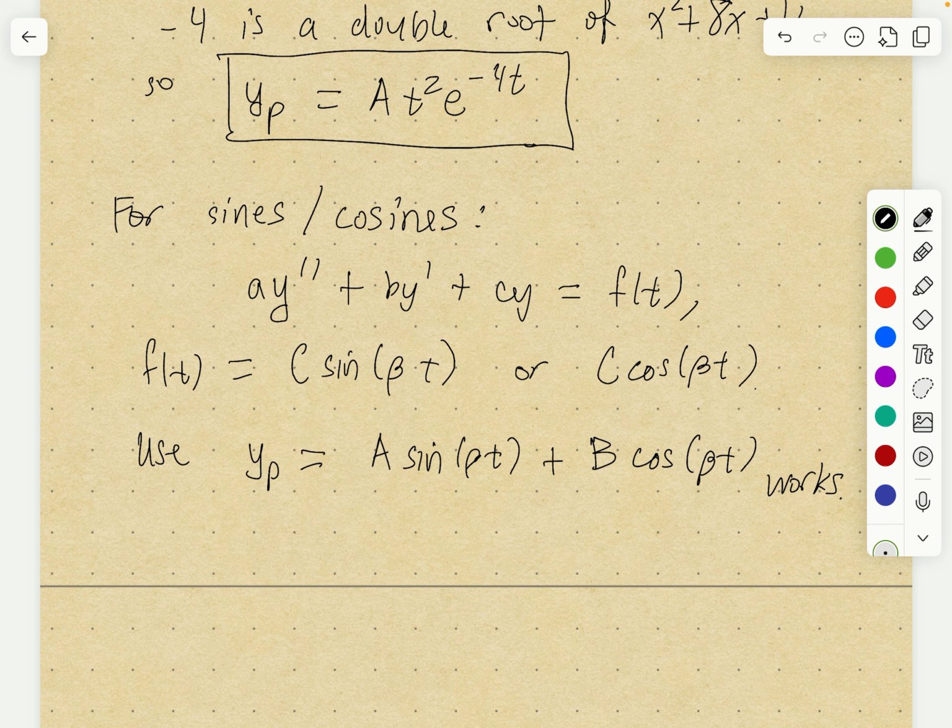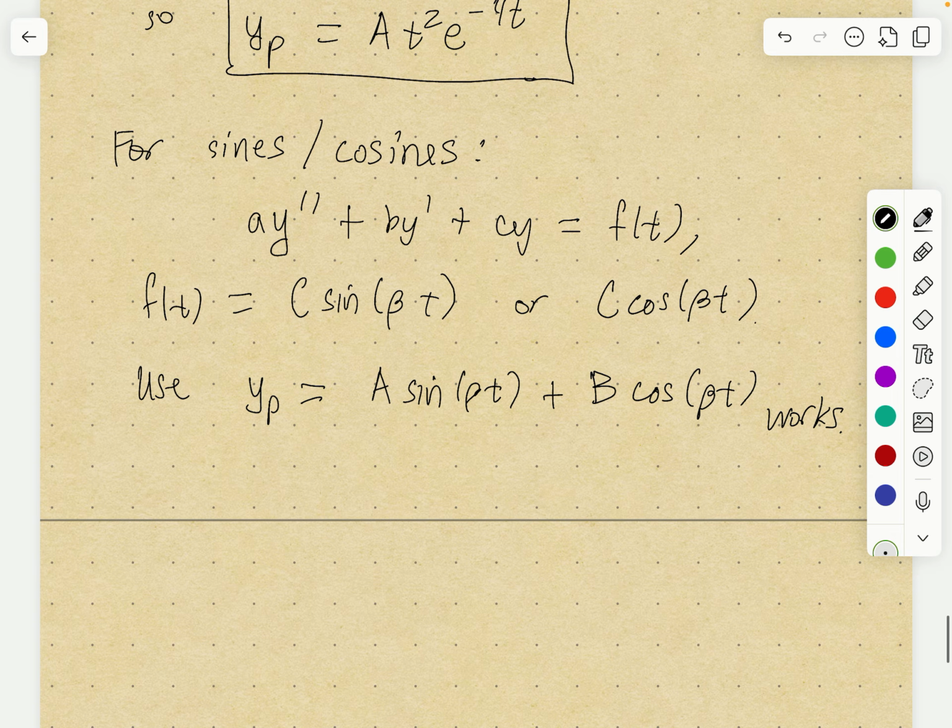So you need a sine term and a cosine term. And also, the coefficients have to be different. Okay? So it's not going to be a times (sine beta t plus cosine beta t) or anything like that, right? It's not a sine beta t plus a cosine beta t. It's one constant for sine beta t plus another constant for cosine beta t. Now, they might turn out to be the same, but in general, they will be different.